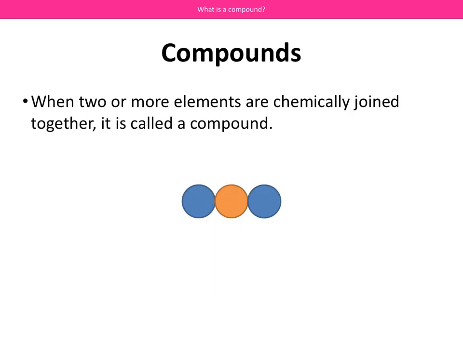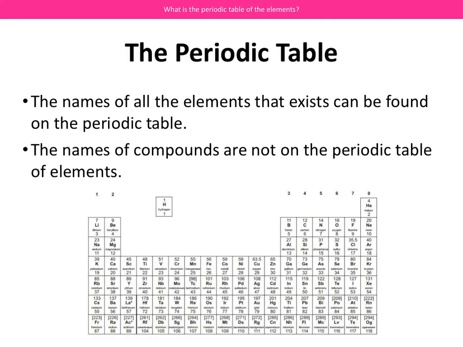However, you can join together 2 different types of atom. Now, if that happens, we call it a compound. So a compound is when 2 or more atoms of different elements have chemically combined or chemically joined together. So all the elements that exist, all 118, can be found on the periodic table. And what you will not find on the periodic table is the name of any compounds, because what the periodic table only shows you are the elements, and elements are made of only one type of atom, whereas compounds involve atoms of two or more elements chemically combined or joined together.